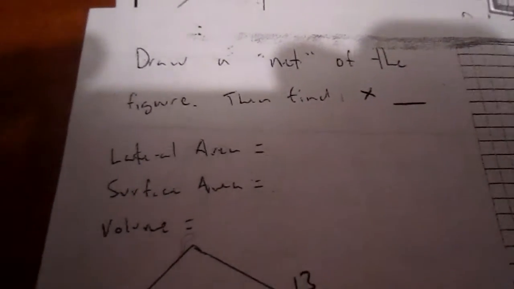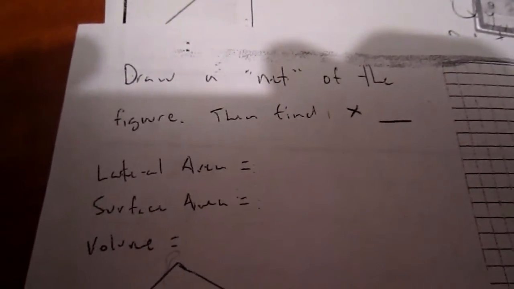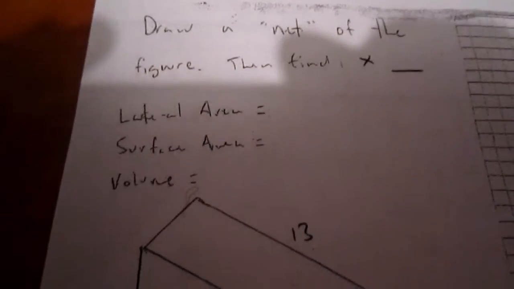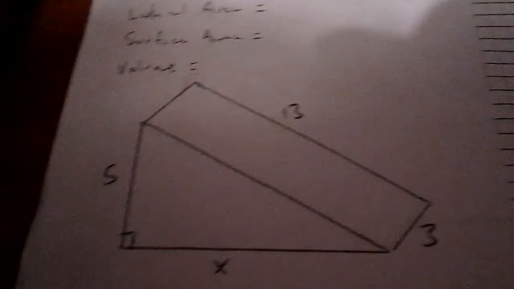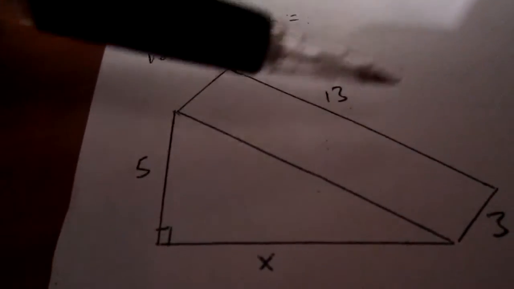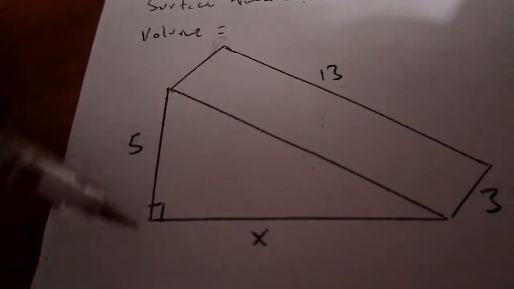Alright, we're on the back side. We're going to draw a net of the figure, then find x, the lateral area, the surface area, and the volume. Well, first of all, what I notice is that if this is 13 and this is 5, then this has to be the third of the Pythagorean triple.